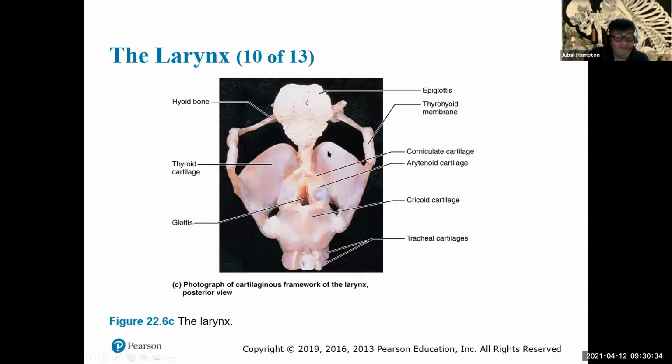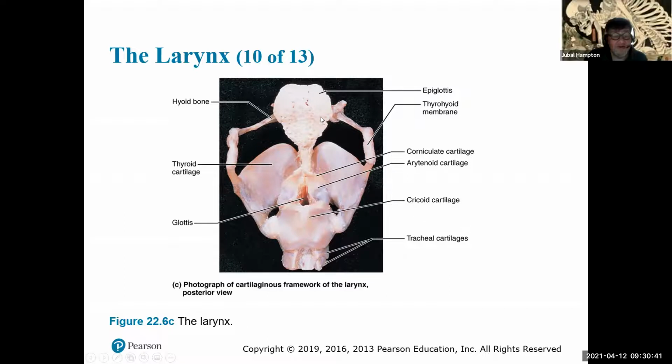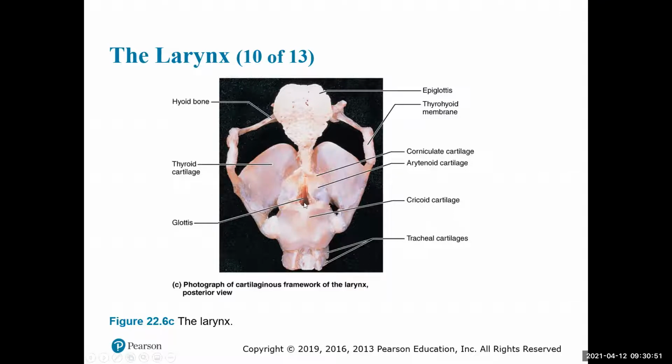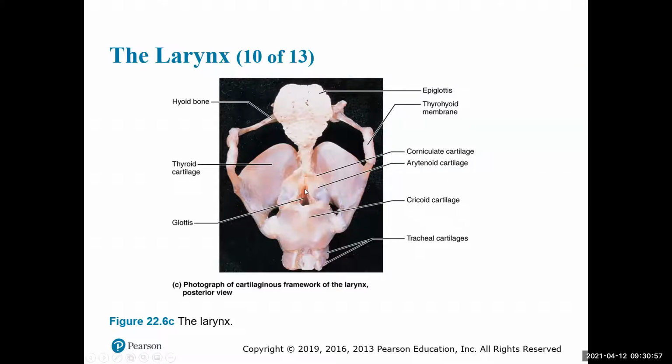So here we have a dissected larynx with our epiglottis here, hyoid, thyroid cartilage. We're looking at a posterior view here. And here's our cricoid cartilage. This opening is the glottis. This is the space in between the vocal cords here.